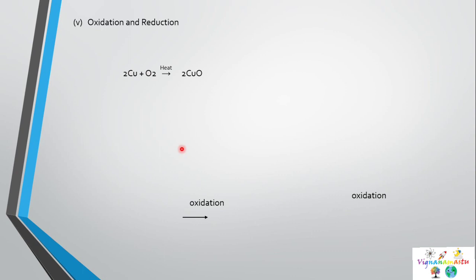Okay, now the last type is oxidation and reduction reactions. So let us look at this reaction. Copper reacts with oxygen under heat to become copper oxide. This copper atom gained oxygen. So any substance which gains oxygen is said to be oxidized. In a few cases you can see that they lose hydrogen. So it's one and the same. Oxidation means a substance, when it gains oxygen or loses hydrogen, is said to be oxidized.